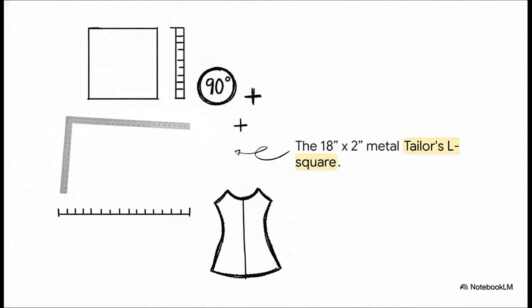Let's zoom in on one of the absolute essentials, the tailor's L-square. The crucial thing about the L-square is its geometry. Its two metal arms form a perfect 90-degree angle, which allows you to measure, rule, and square your lines all at the exact same time. Whenever you need to establish center front lines, center back lines, or ensure a hem is perfectly perpendicular, the L-square is going to be your absolute best friend. It brings that necessary mathematical rigidity to your draft.